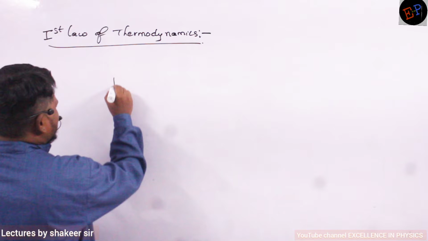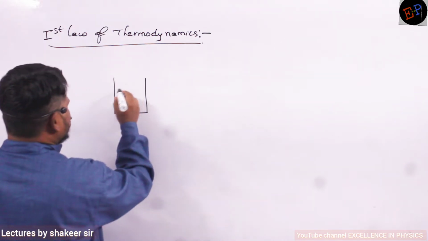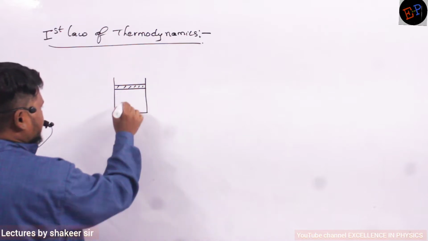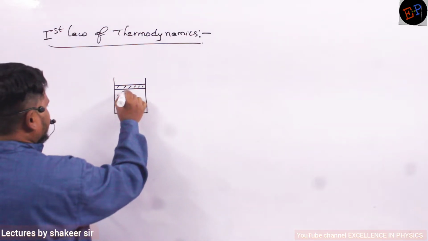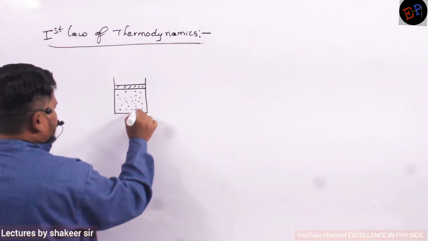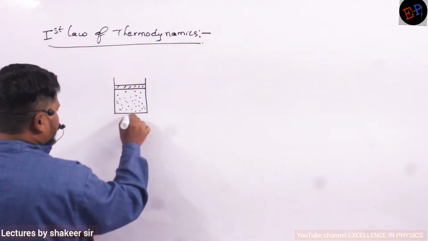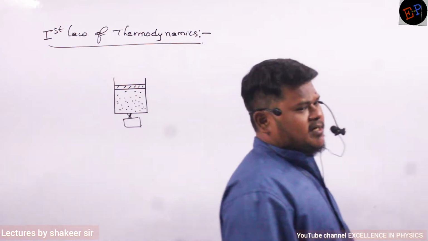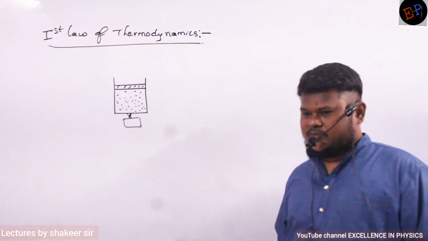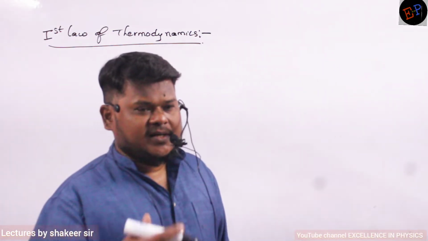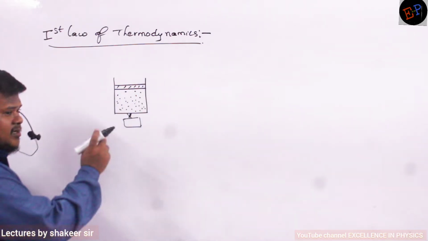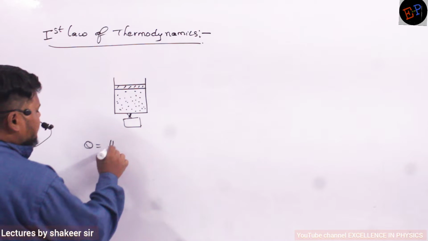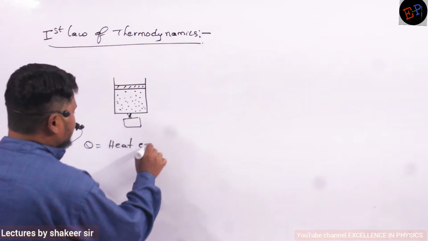Okay ma. So consider this is a cylinder in which gas is present. Clear? So this gas, we are heating this gas. Okay, ma? So what is meant by heating? Giving heat energy to the system, no? Supplying heat energy to the system is called as heating the system. So it means Q. Q is nothing but heat energy. Are you able to understand, ma?